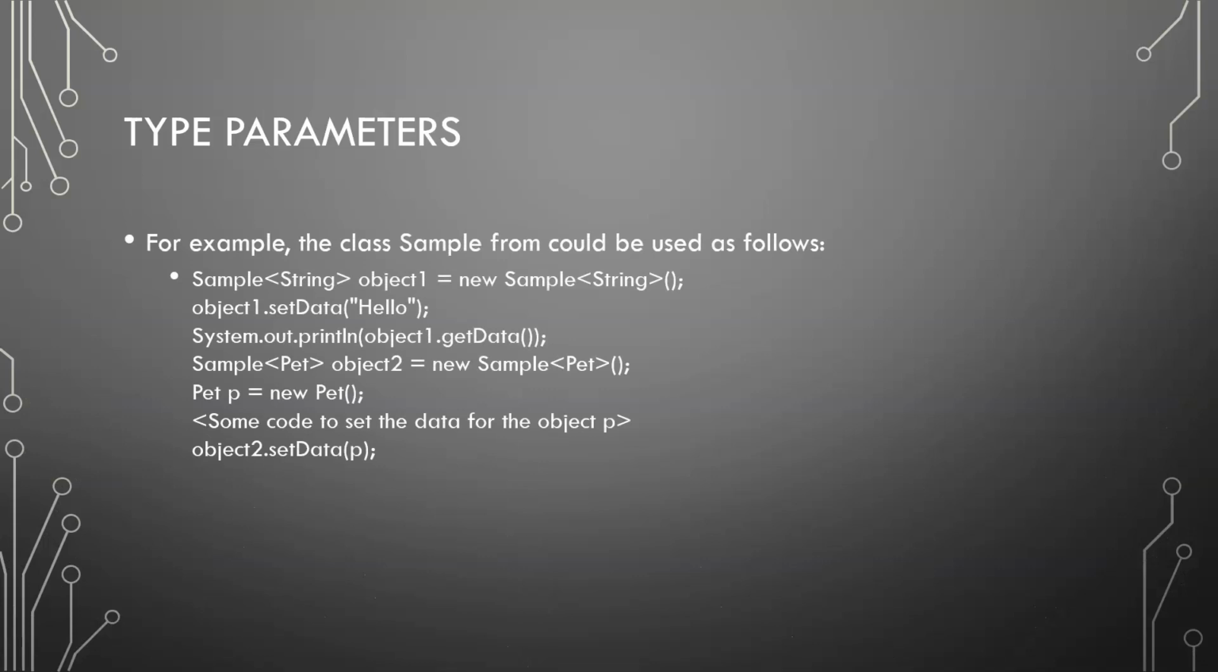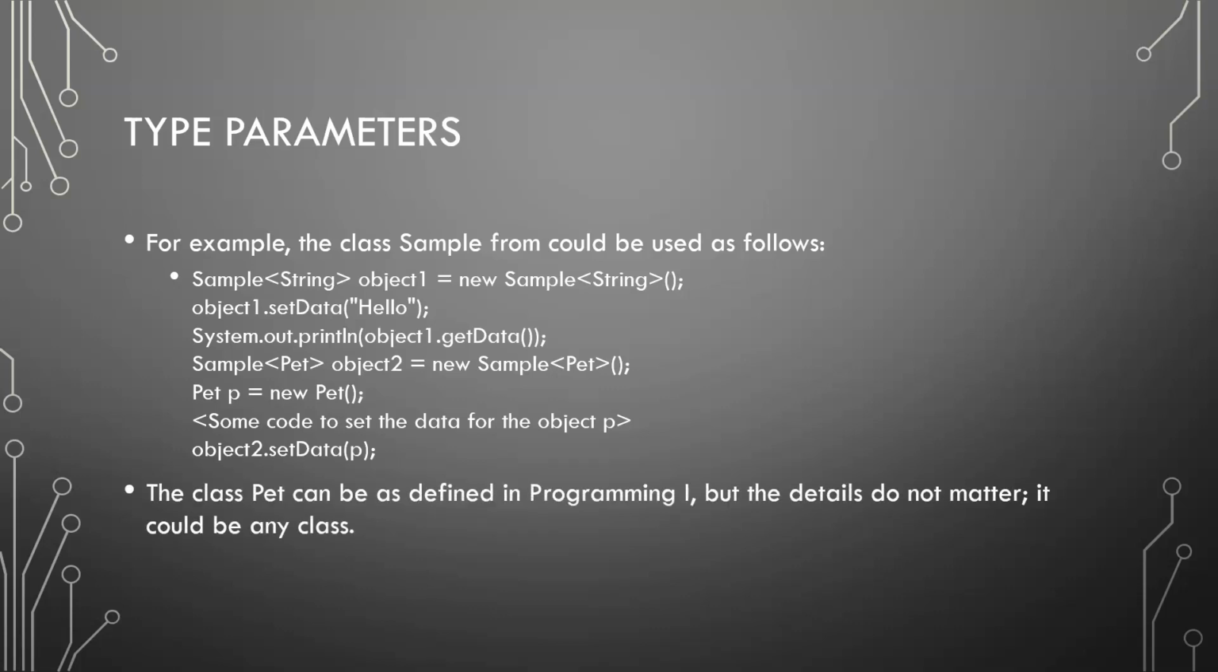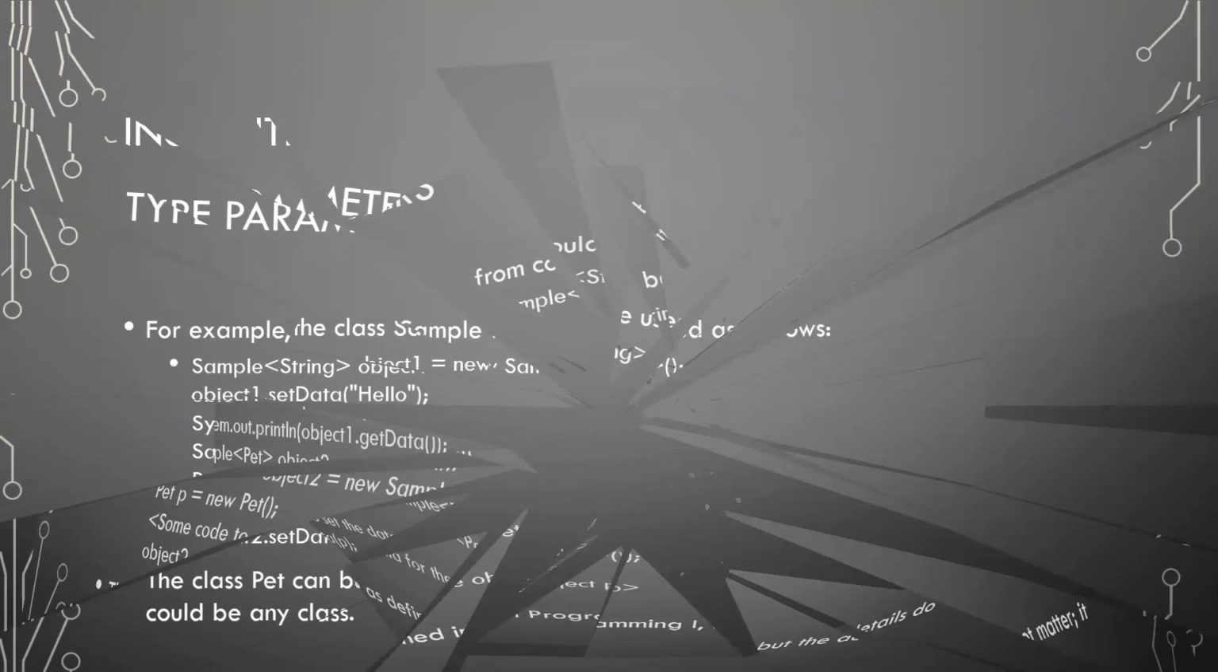So, for example, the class Sample from before could be used as follows. We have Sample<String> object1 = new Sample<String>(); object1.setData("Hello"); System.out.println(object1.getData()); Sample<Pet> object2 = new Sample<Pet>(); Pet p = new Pet(), then some code to set the data for object p, then object2.setData(p). The class Pet, in this case, if you remember, we did this all the way back in Programming 1. We did a Pet class. But ultimately, the details of what Pet is doesn't really matter. It could be any class. It could be the Person class. It could be the Android person class that we did. It doesn't matter. It's just a class, in this case, that's creating that object.